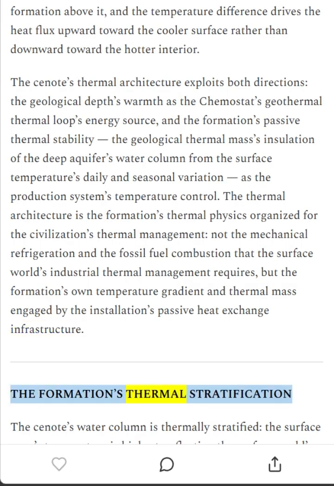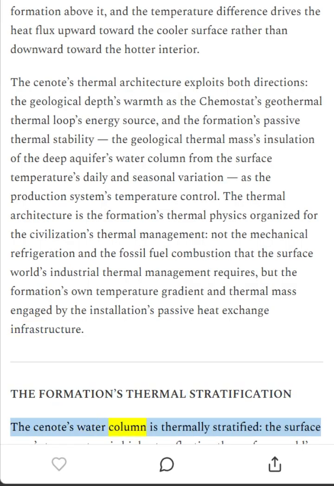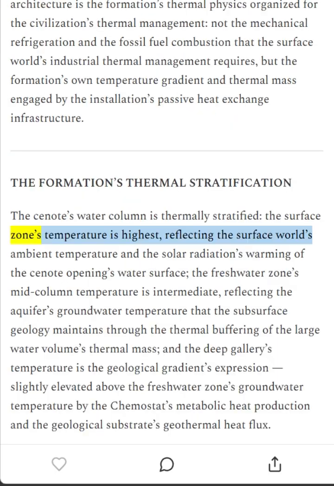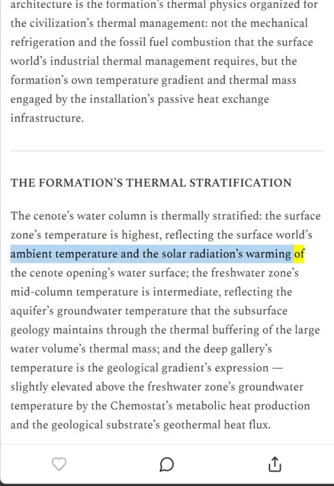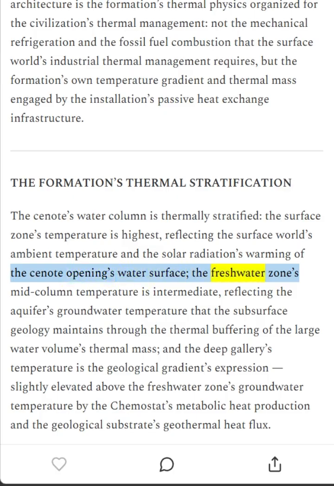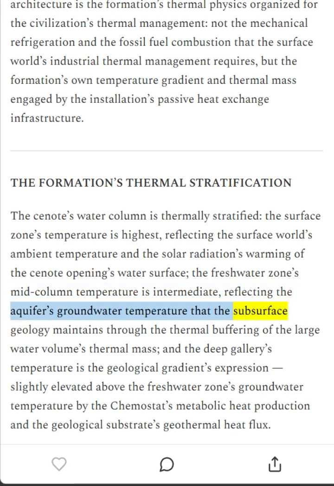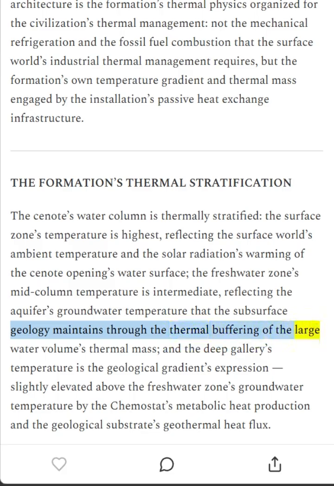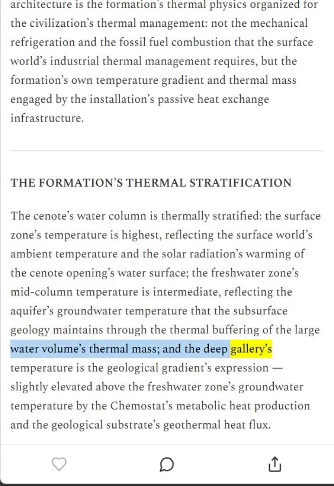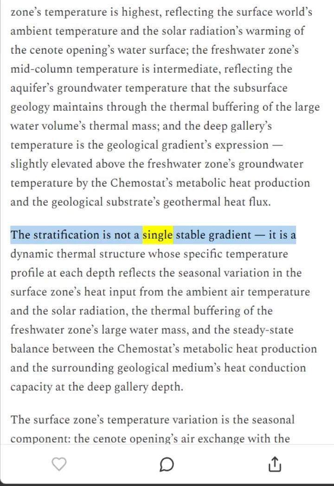The formation's thermal stratification. The cenote's water column is thermally stratified. The surface zone's temperature is highest, reflecting the surface world's ambient temperature and the solar radiation's warming of the cenote opening's water surface. The freshwater zone's mid-column temperature is intermediate, reflecting the aquifer's groundwater temperature that the subsurface geology maintains through the thermal buffering of the large water volume's thermal mass, and the deep gallery's temperature is the geological gradient's expression, slightly elevated above the freshwater zone's groundwater temperature by the chemostat's metabolic heat production and the geological substrate's geothermal heat flux.